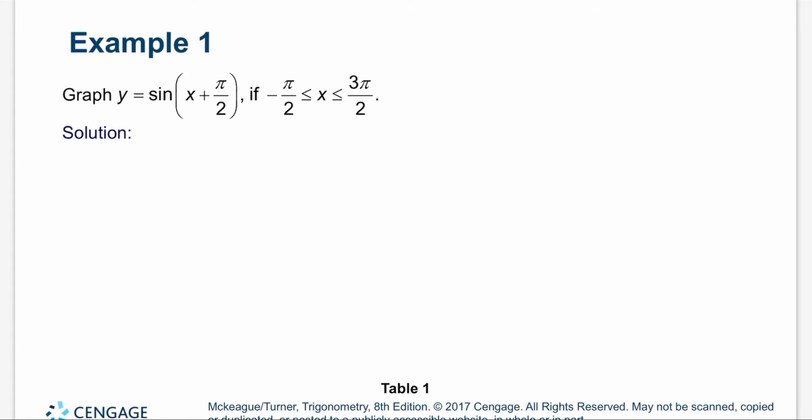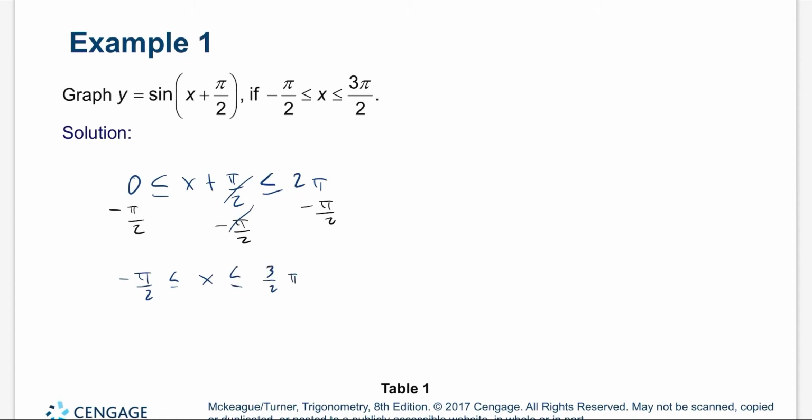So we always start off by setting the argument between 0 and 2 pi. Then this is the argument. It always goes between 0 and 2 pi for sine or cosine. And now we want to solve for x. So to solve for x, we can subtract pi over 2 all the way through. And we end up with negative pi over 2 less than or equal to x, less than or equal to 3/2 pi. And that tells you where your graph starts.